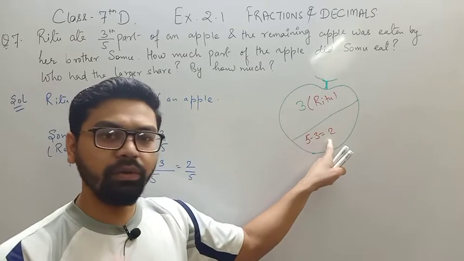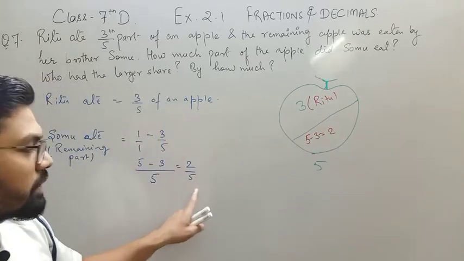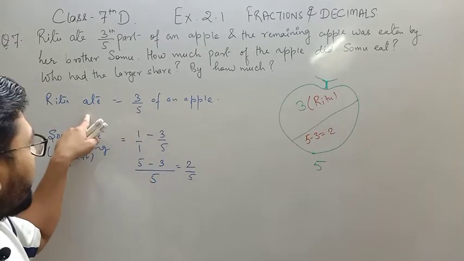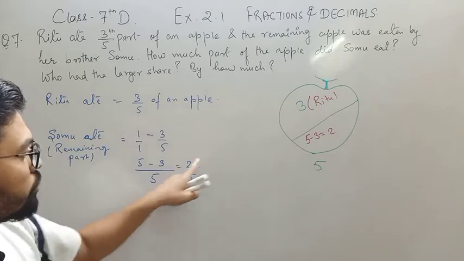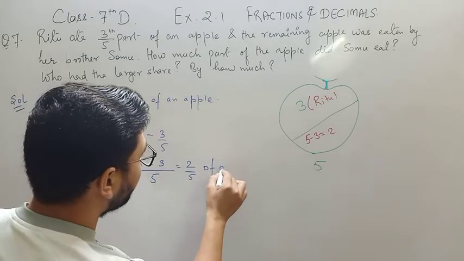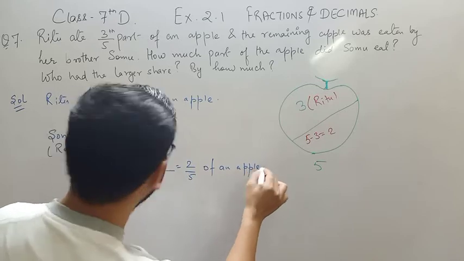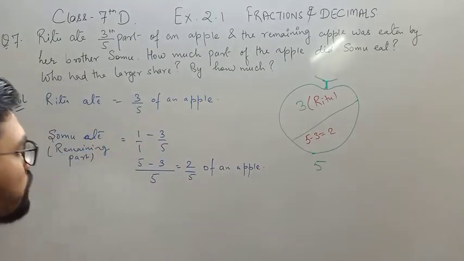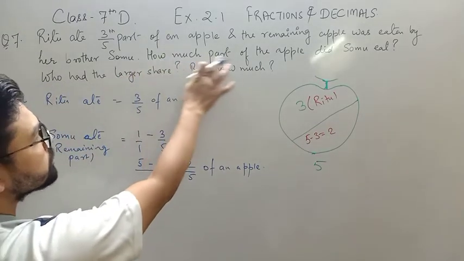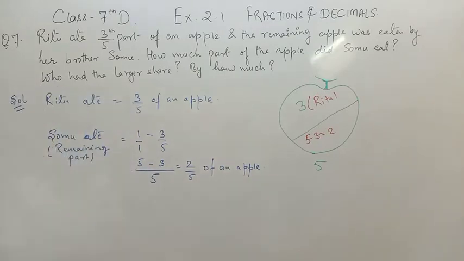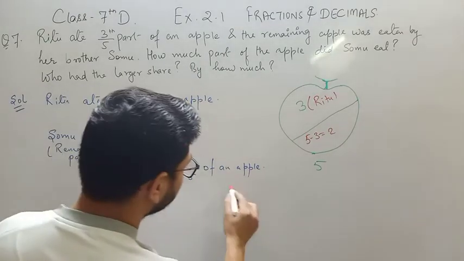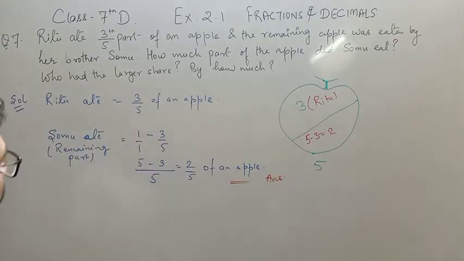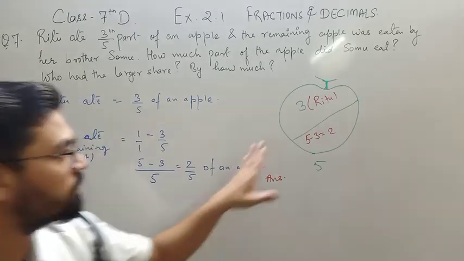What I told you directly here, you can solve it this way. So 3/5 part of that apple was eaten by Ritu and the remaining, that is 2/5 of an apple, was eaten by Somu, Ritu's brother. Now how much part of the apple did Somu eat? So 2/5. So this is the first answer, that 2/5 part of an apple was eaten by Somu, right? Any doubt? And this is the simplest form.